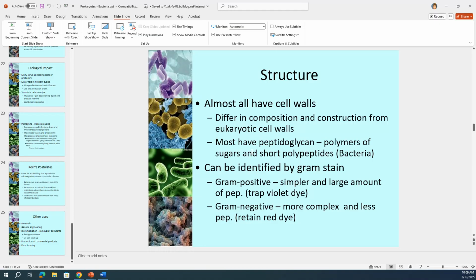And that is going to wrap up our prokaryotes. So that is going to be our first two taxonomic groups. We have domain bacteria and domain archaea. And we're going to be moving forward with protists and fungi in our next lesson.